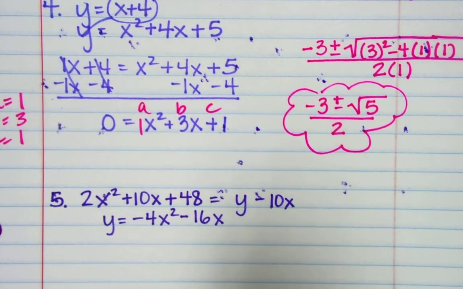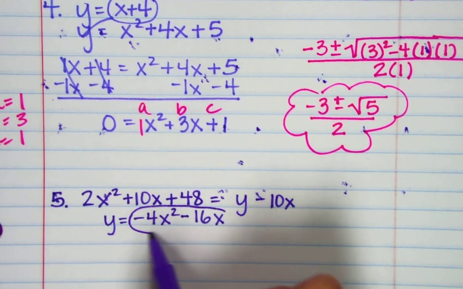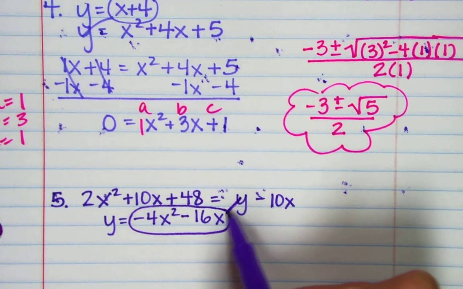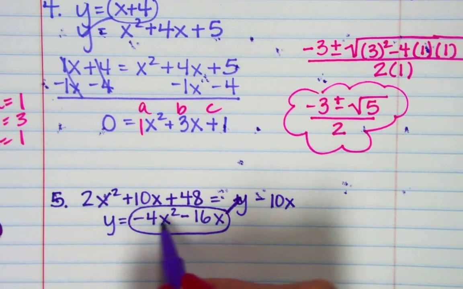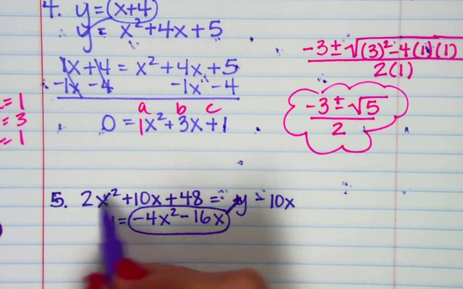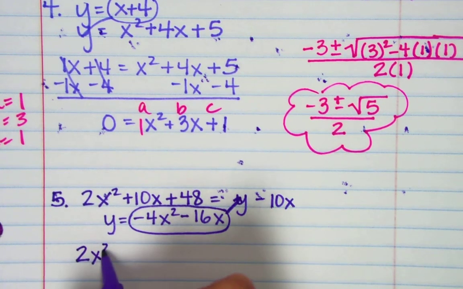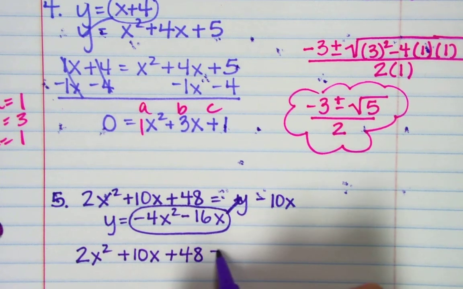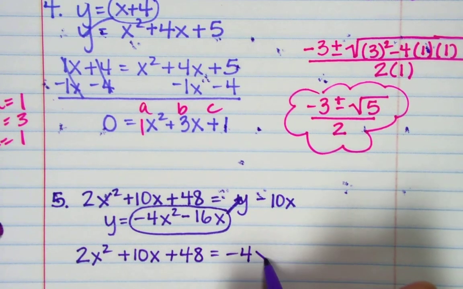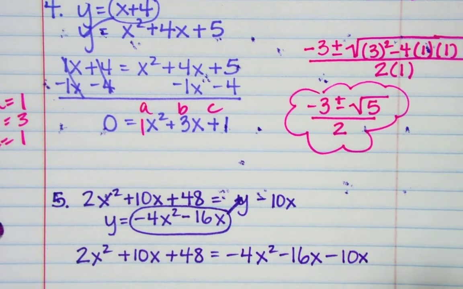So we're using substitution on this, just like we did on the last one. Okay, we've got y. We know y is equal to this. So we want to put this where the y goes in this equation right here. Okay, we're going to replace the y with negative 4x squared minus 16x. So I'm going to rewrite the top equation, but instead of y, I'm going to put that there. So 2x squared plus 10x plus 48 equals negative 4x squared minus 16x minus 10x.